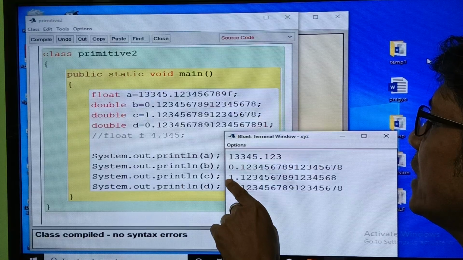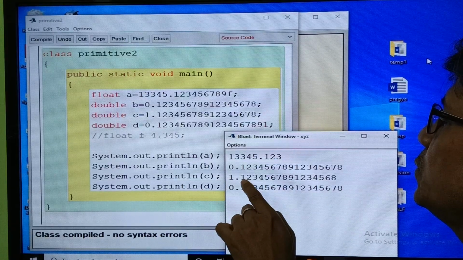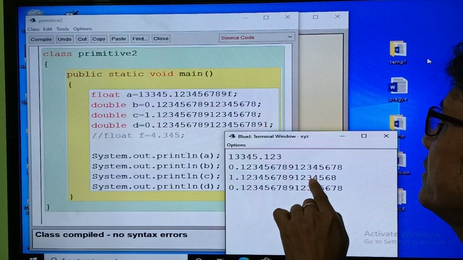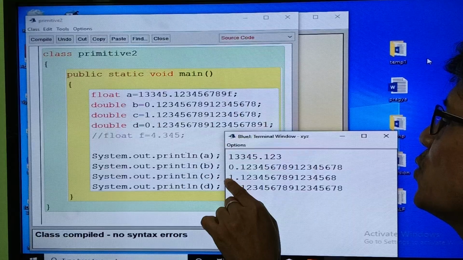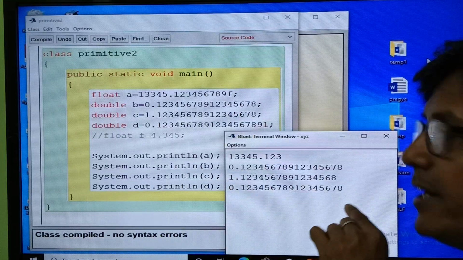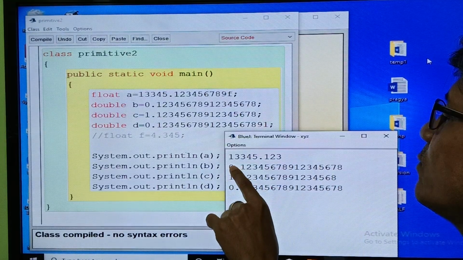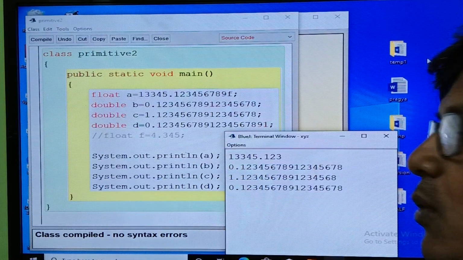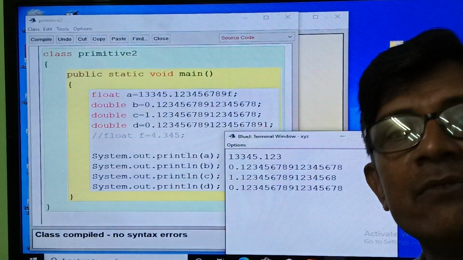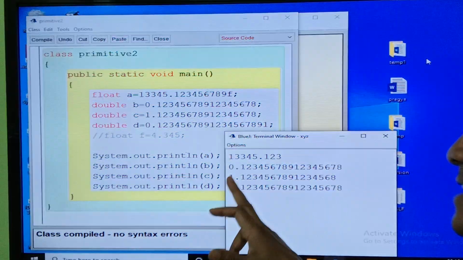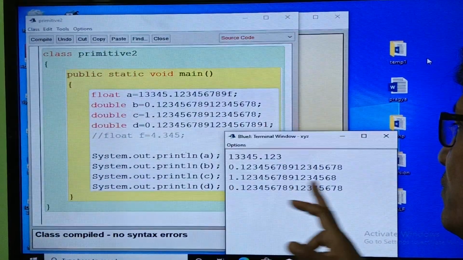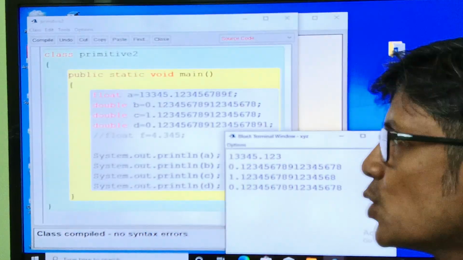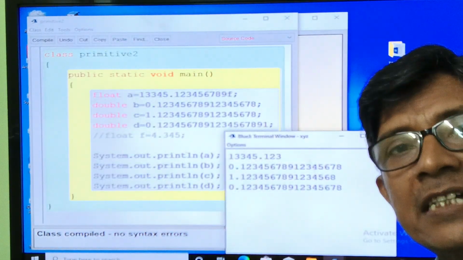So now it is total 17. 1, 2, 3, 4, 5, 6, 7, 8, 9, 10, 11, 12, 13, 14, 15, 16, 17. So including this 1, it is 17. And here you see that excluding the 0, this is 17. So if you put 0 here, that means only the decimal part you will get 17 digits, and if you write more than 0, the number you will be getting is 17 digits including the integer and decimal part. So this is the concept of the float and double type.